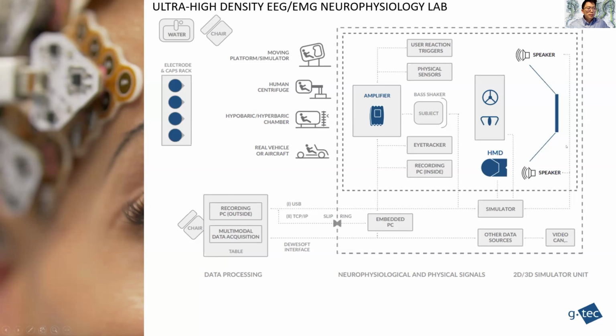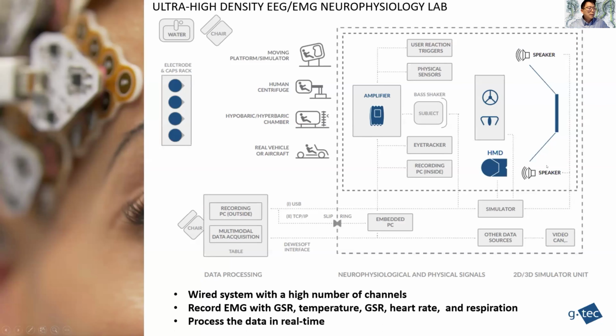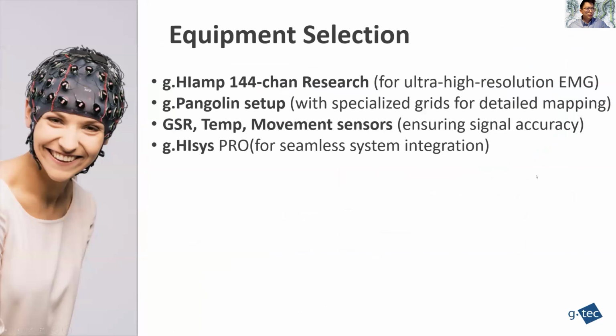So in such a lab setup, we would need a system that can offer ultra high density EMG. At g.tec, we offer our g.HIamp together with the g.Pangolin system, which is a specialized grid for ultra high density mapping. Other sensors like GSR, temperature, and movement sensors are also required to ensure signal accuracy. And in the end, the advanced signal processing tool HiSys is needed for seamless system integration.